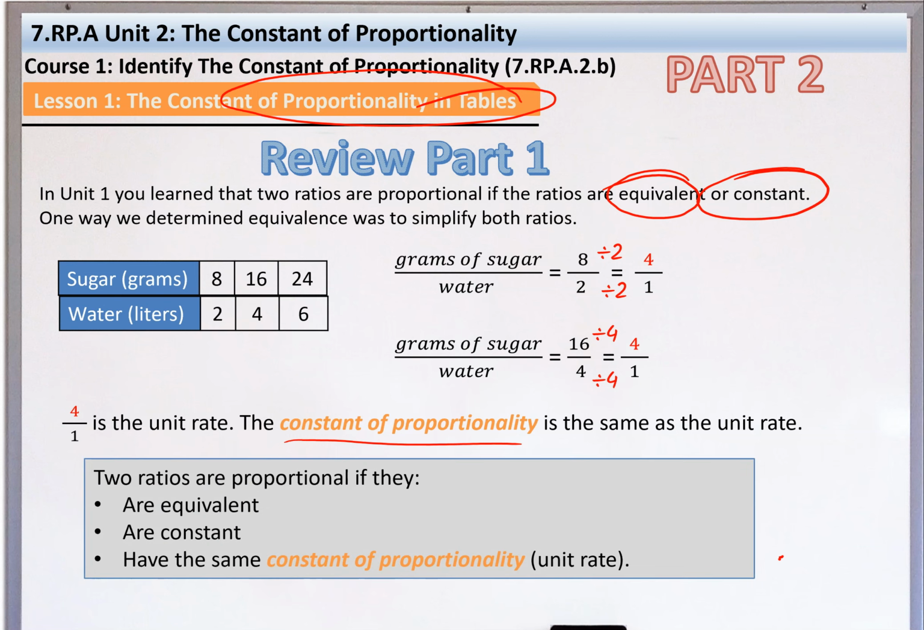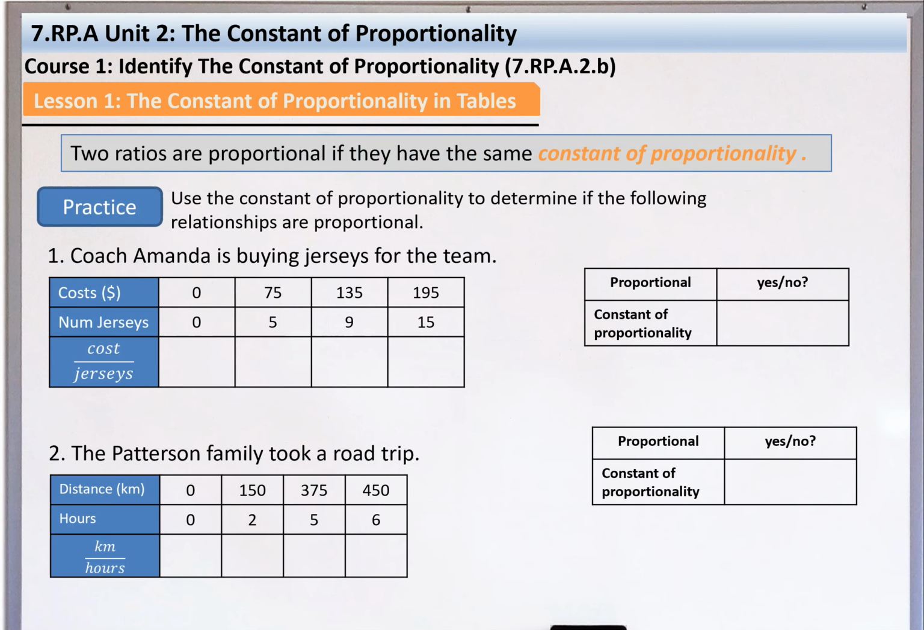So if you will, there are kind of 3 ways to know if something's proportional. They're equivalent, constant, same constant of proportionality, which is pretty much saying the same thing, that they're equivalent. Okay, so a lot of vocabulary, and when you read a book or talk to your teacher, you know what they're talking about. All right, so let's move on.